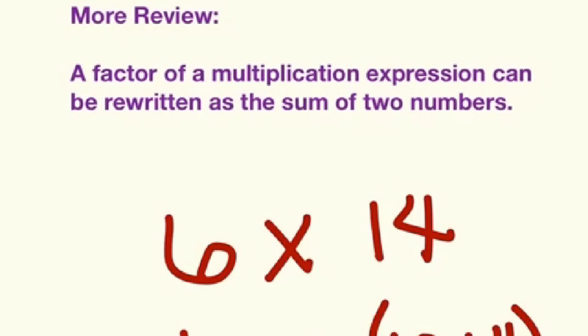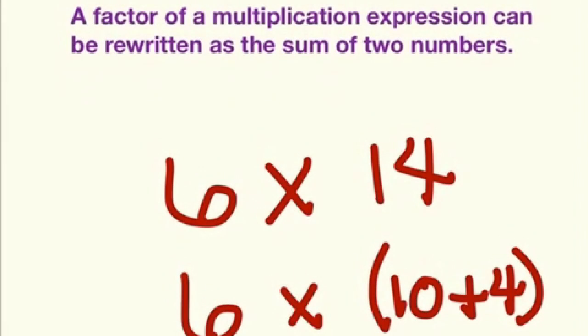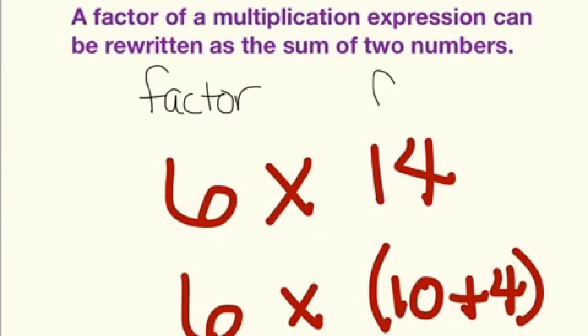More review. A factor of a multiplication expression can be rewritten as the sum of two numbers. That just means that if you have a problem such as 6 times 14, you can take the factors and rewrite them as the sum of two numbers. So for example, 6 is a factor. Okay, in this problem we have two factors. 6 is a factor and 14 is a factor. We can take one of the factors, 14, and we can represent it as 10 plus 4. Okay, same thing.